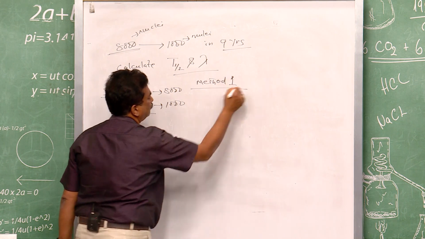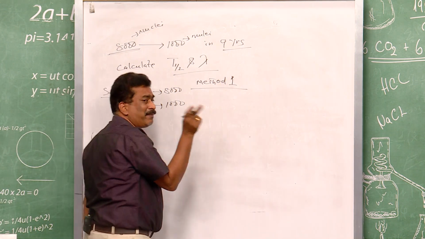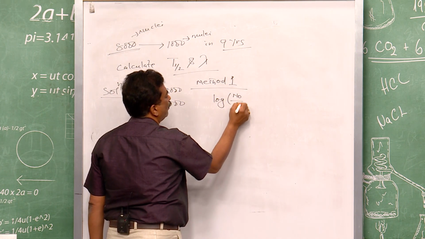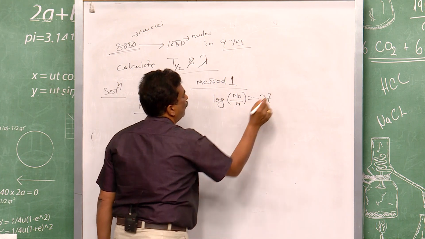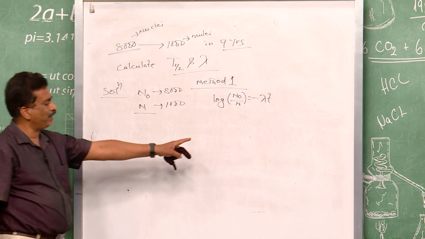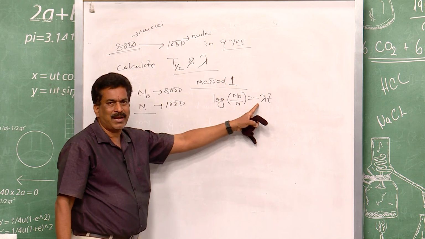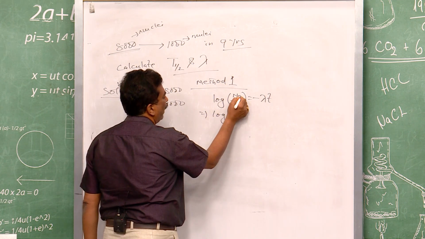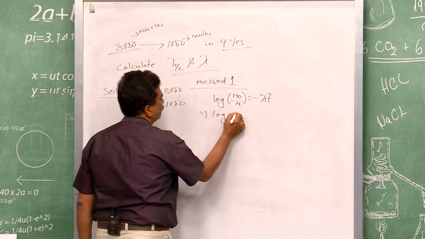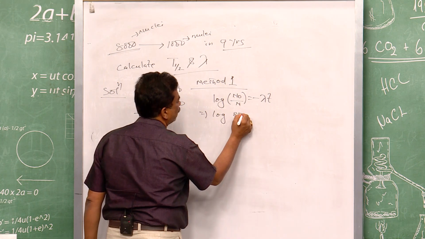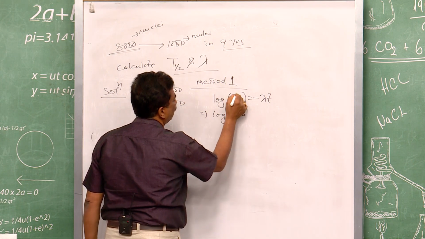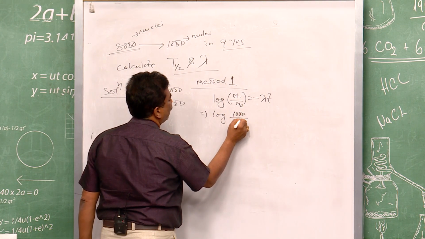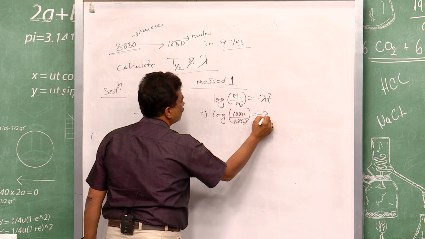Method 1. For method 1, as I gave in the instruction, log of N0 by N is equal to minus lambda T. That formula I have written. According to this formula, I gave you the hints. So log of N by N0, where N0 means the number of nuclei originally present. So N by N0 is 1000 by 8000, equal to minus lambda T.